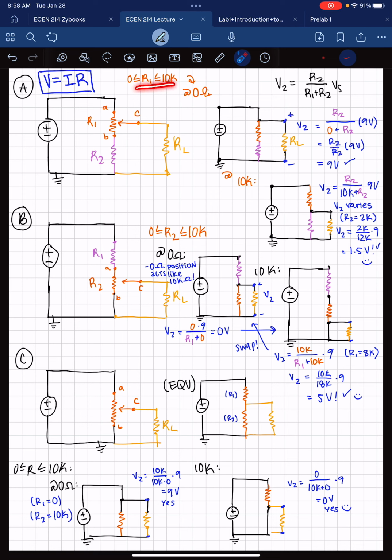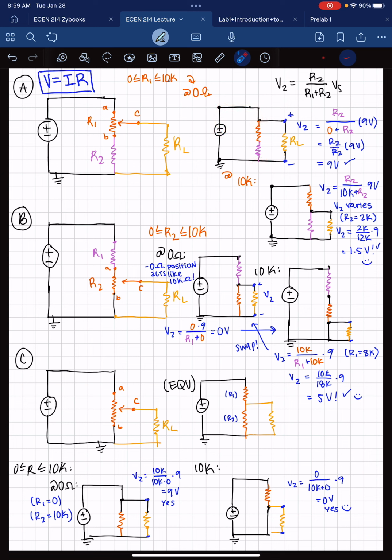So R1 went from 0 to 10K, and at 0 ohms, I said the 0 position was all the way at the top because there's no resistance between these 2 points. So at 0 resistance, it just looks like this. And just to logic check it, it should just drop 9 volts because V2 is these 2 points here, which is the same as these 2 points here. And if 9 volts is coming out of here, then it should be 9 volts up here, and it should just drop all of its stuff at the bottom.